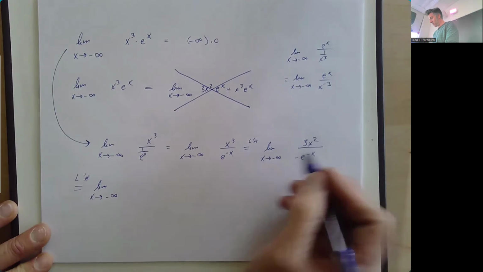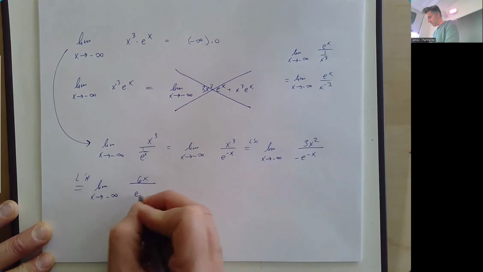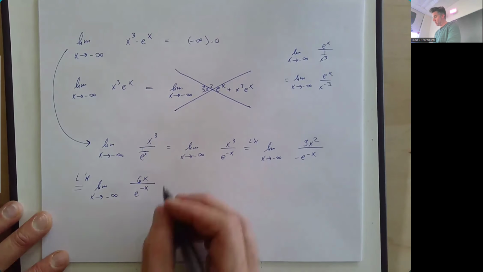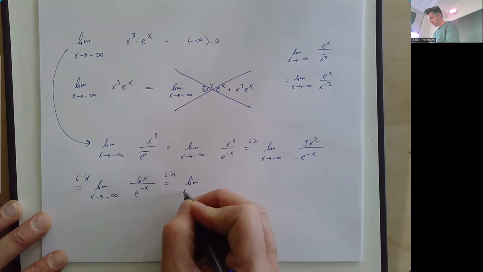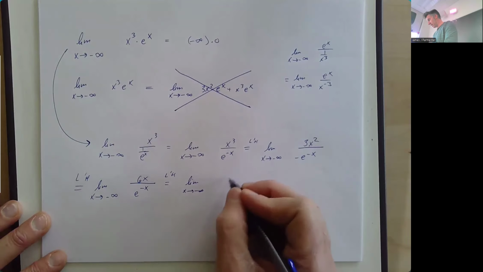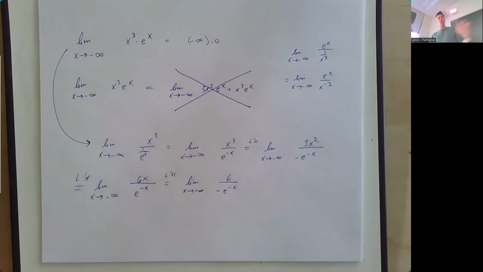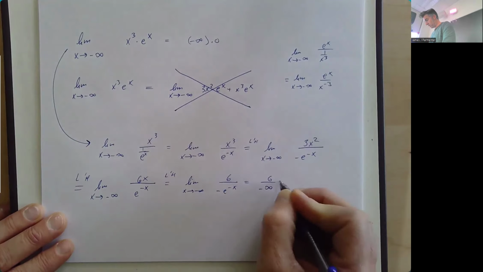So we do it again. We take the derivative of the top, which is 6x. The derivative of the bottom is positive e to the negative x. The top's going to negative infinity, the bottom's going to positive infinity. And finally, one more time, the derivative of the top is 6. The derivative of the bottom is negative e to the negative x. And now we no longer have a 0 over 0 or infinity over infinity type. The top is going to 6, and the bottom is going to negative infinity, which is going to give me 0.